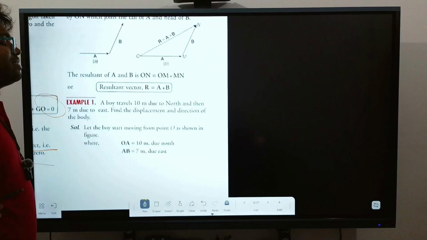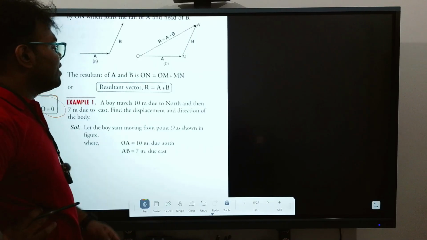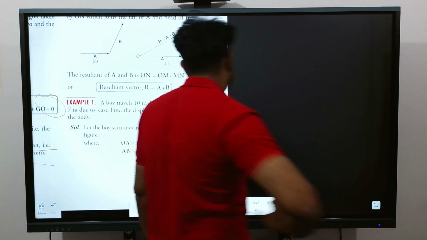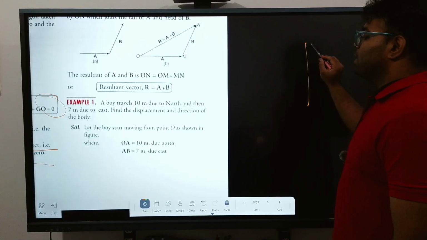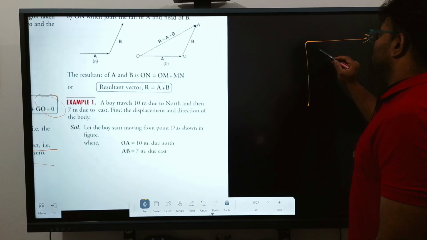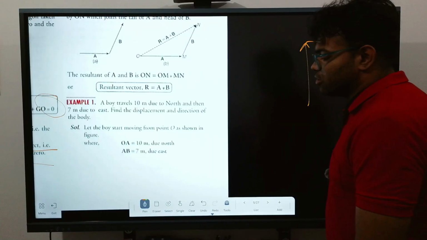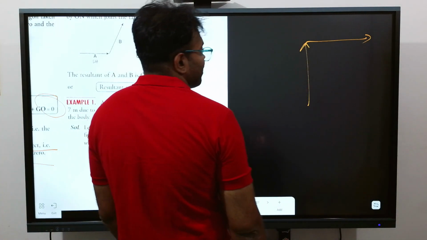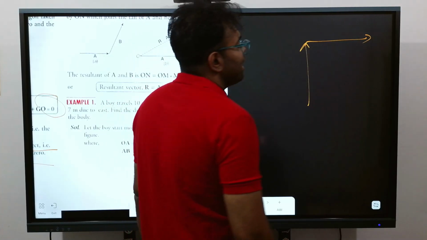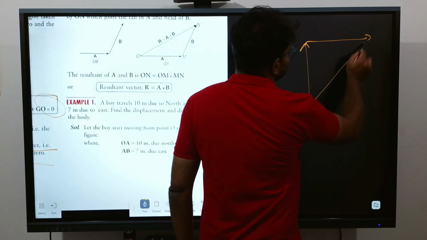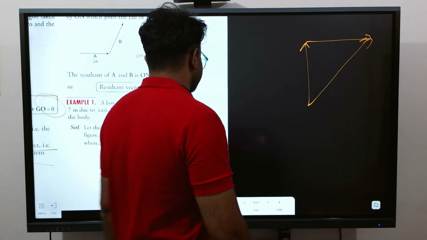Now, a boy travels 10 meters due north and then 7 meters due east. Find the displacement and the direction of the boy. He went 10 meters north and 7 meters east. So basically these are the two displacements, the two position vectors. Then if we take them in order, then this represents what?